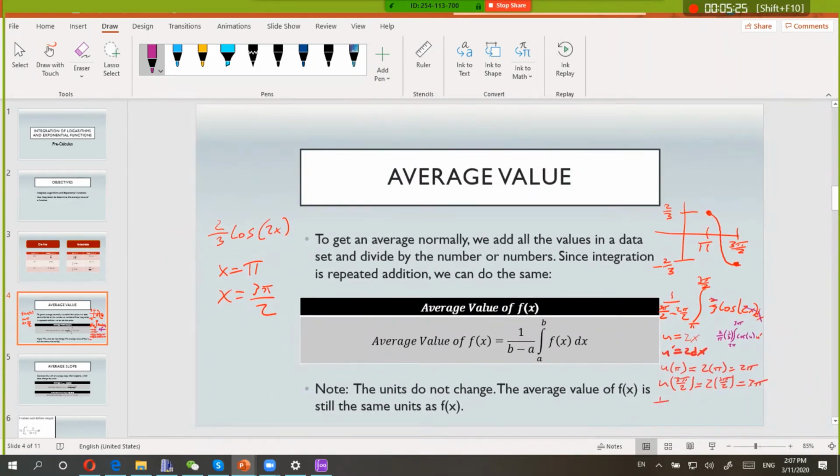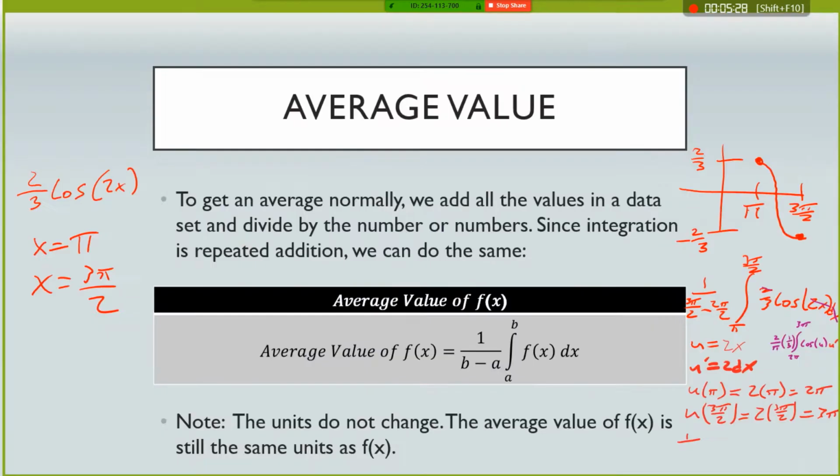So let me zoom back out. I can't erase, so I have to leave this 1 over. So this is 2 now on top, 2 times 1 over 3 pi, times, if I integrate cosine u du, what do I get? It becomes sine. So this will be the sine of u from u equals 2 pi to 3 pi.